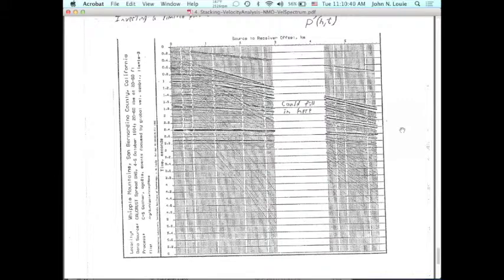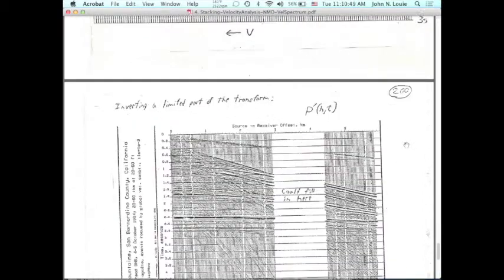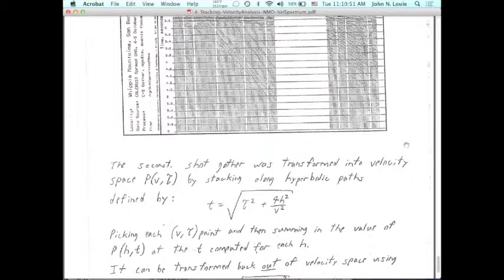Let's look at the stack. Well, I only had 5 records, so I don't have a good stack. It's a single-fold stack. Do I even have a stack in my thesis? Good grief, I can't remember.